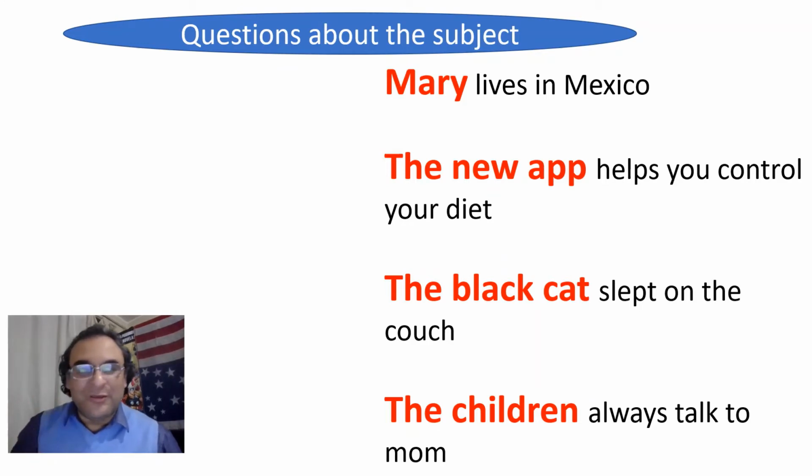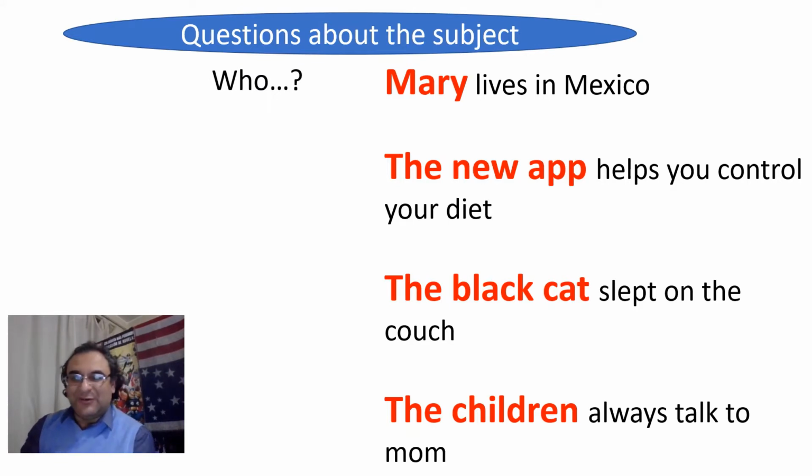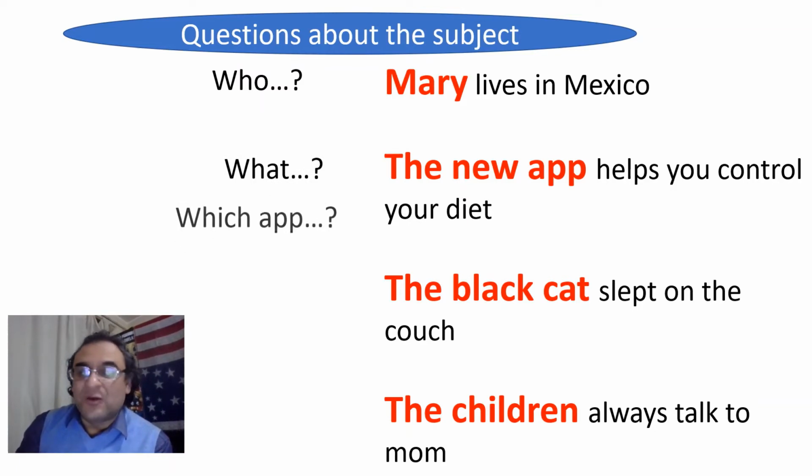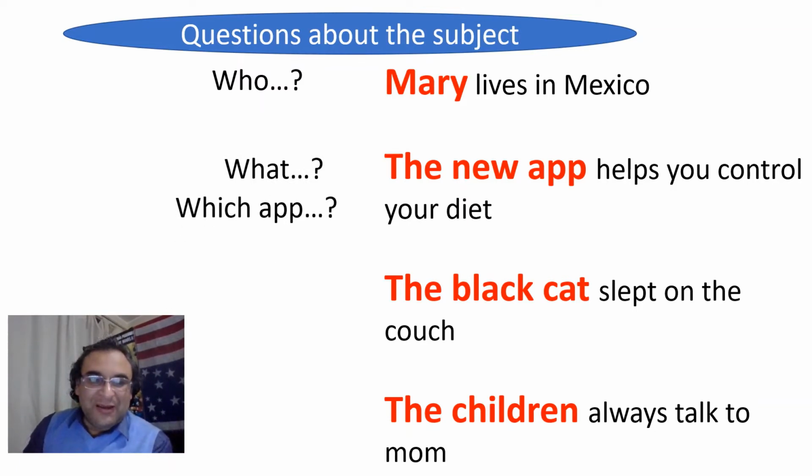For example, in the first sentence, the subject is Mary. So what would be an appropriate question for Mary? Who? What? Where? The correct question would be who, obviously, right? In the second sentence, we can see the subject. The subject is the new app. What would be the question for that? The question would be what? Or you can also say which app, right? What about the next sentence?